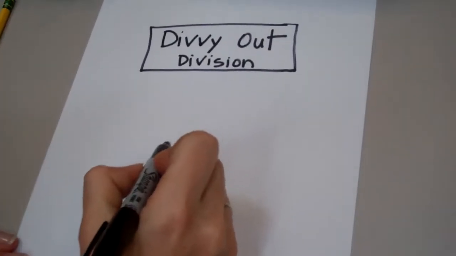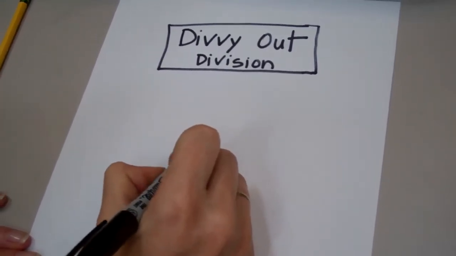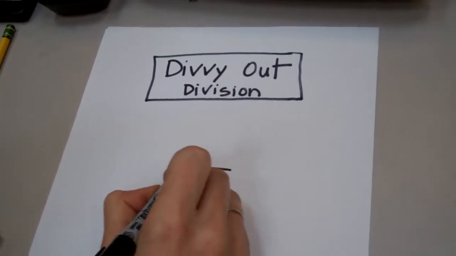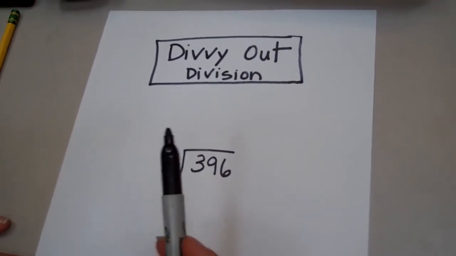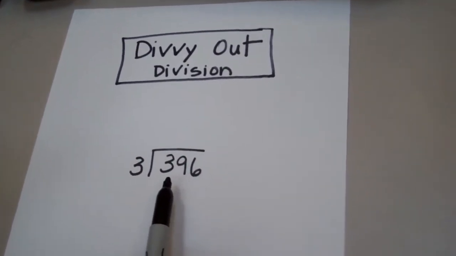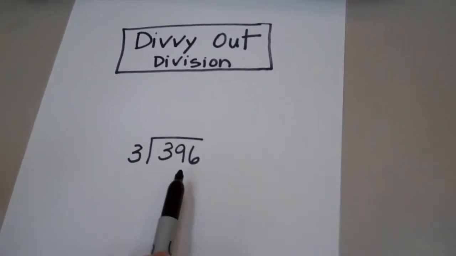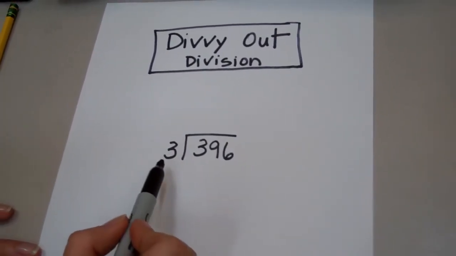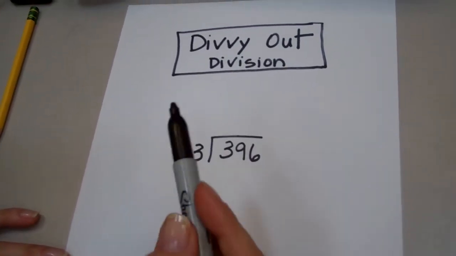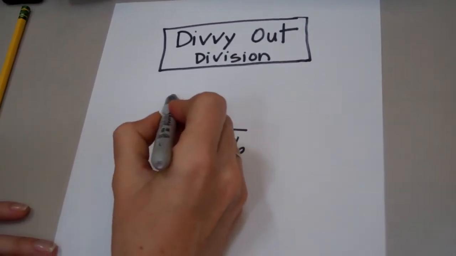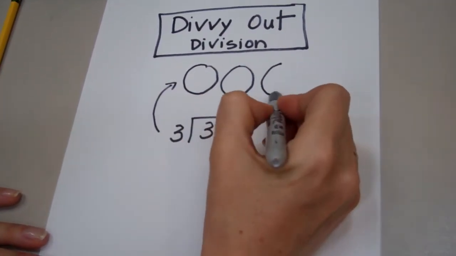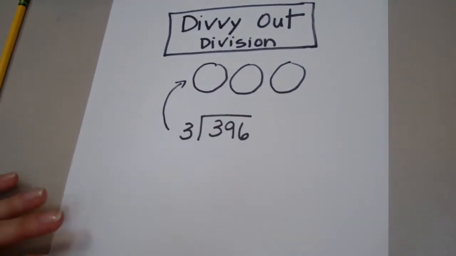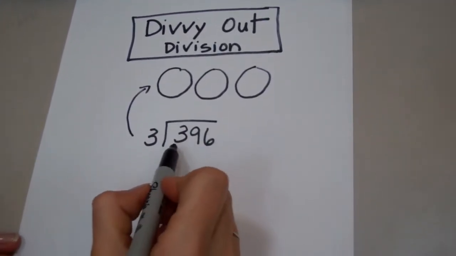So the first thing we do is we write our division problem. Let's say we have 396 divided by 3. And we talk about what we have first. We know we have 396 jelly beans or pieces of chocolate or whatever it is that we're dividing up, and then we're dividing them into 3 groups. So we put 3 circles up here in the top because that's how many groups we need to divide the 396 into.